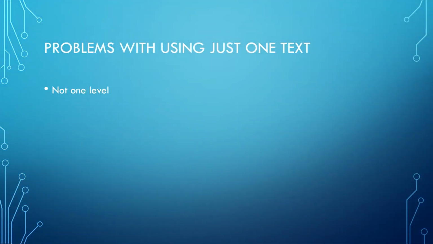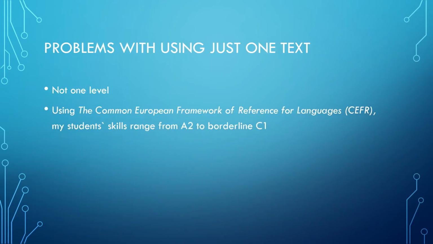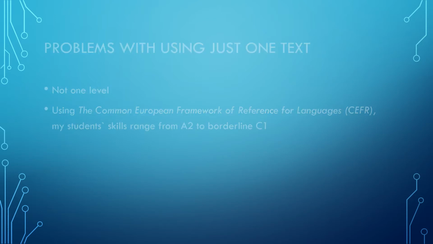Now, the problems that I see with using just one text is that the students are never at one level. There's never one level in a class. In my class, if I'm using the Common European Framework of Reference for Languages, CEFR, I reckon my students' skills range from A2 to borderline C1, the very best borderline C1.